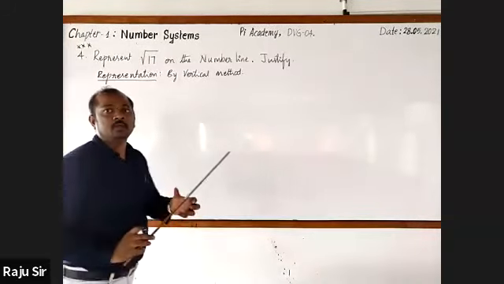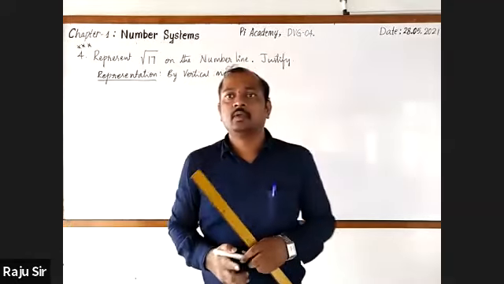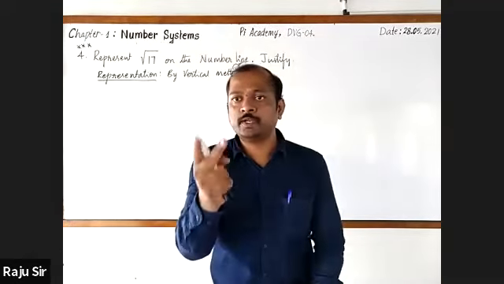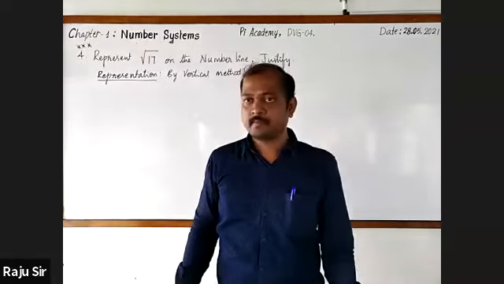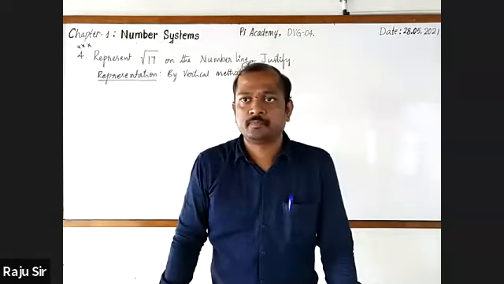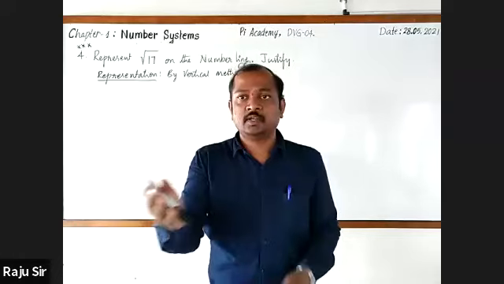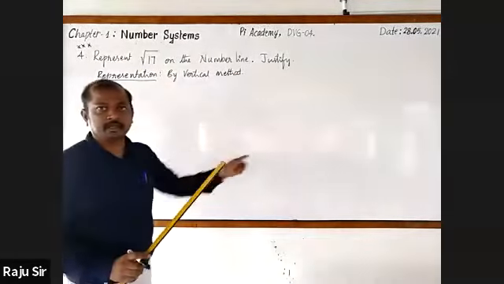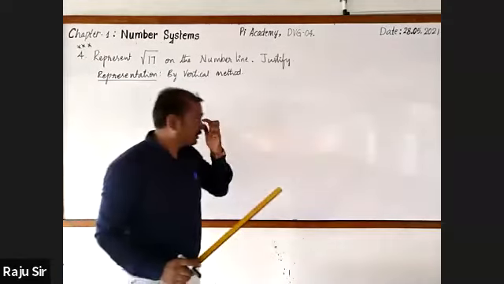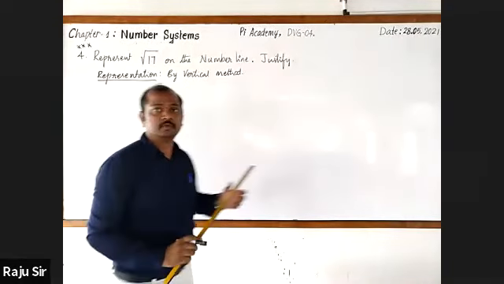Dear students, could you guess between which two numbers the square root of 17 lies? Between 4 and 5. Very good. Because it is more than 16, it lies between 4 and 5. So on the number line, we have to mark the points up to 5.